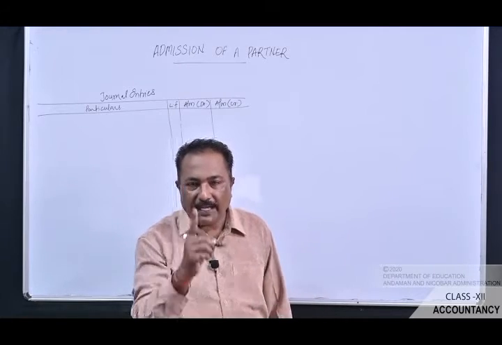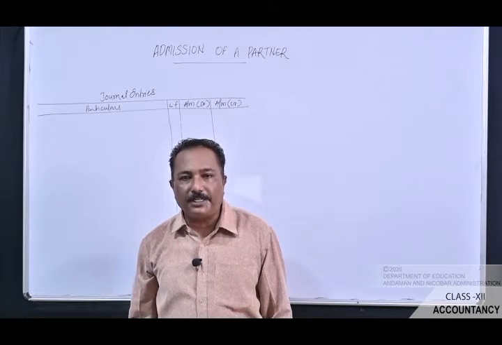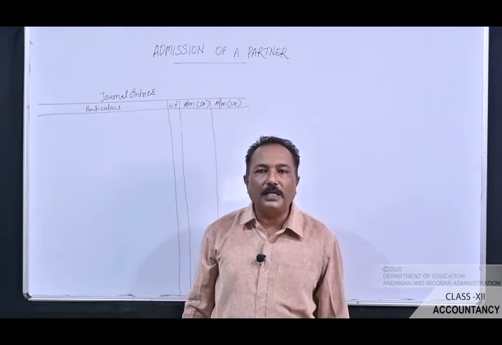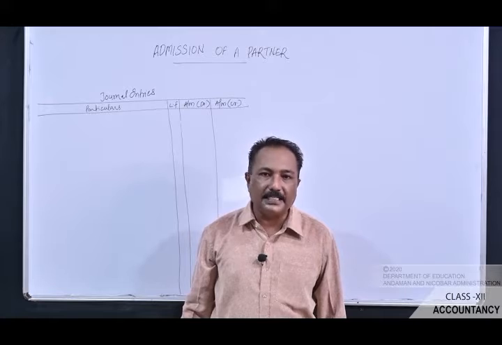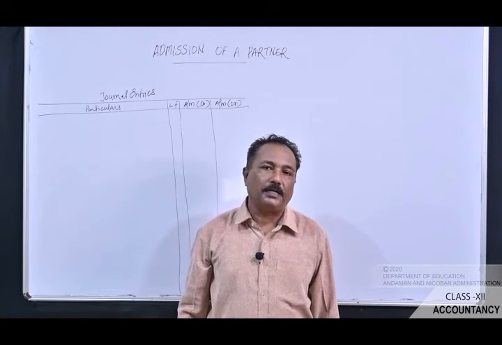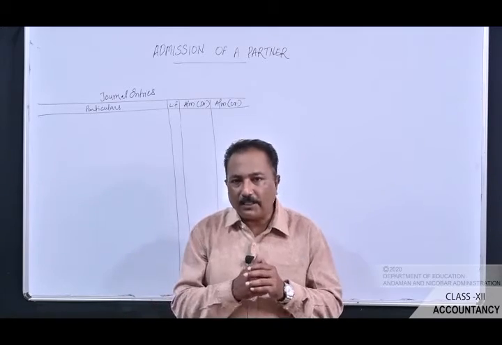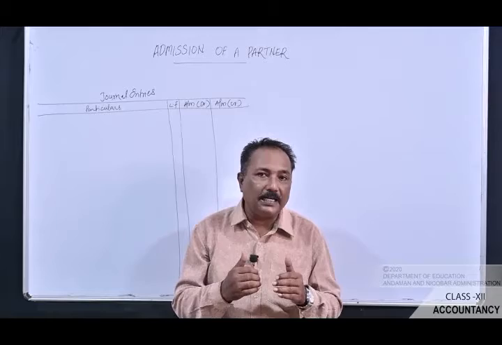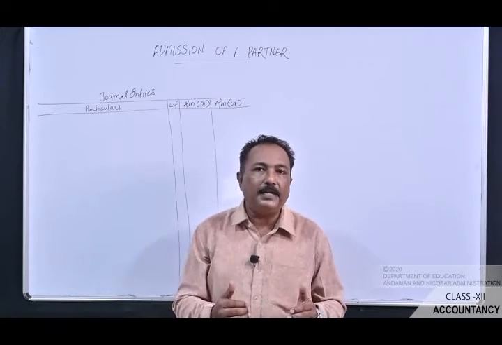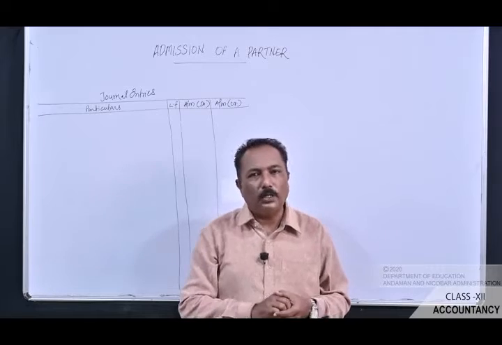The very first point in the additional information is C will bring rupees 1 lakh as his capital and rupees 60,000 as his share of goodwill for 1/4 share in the profit. This journal entry we will pass later on, but before that we will pass the journal entry for such assets and liabilities whose value has either increased or decreased. So from point number 2, let's start.